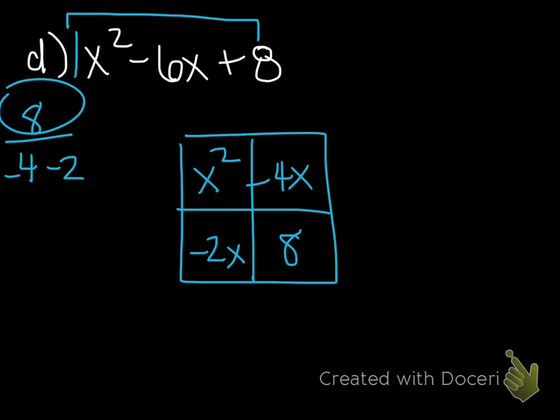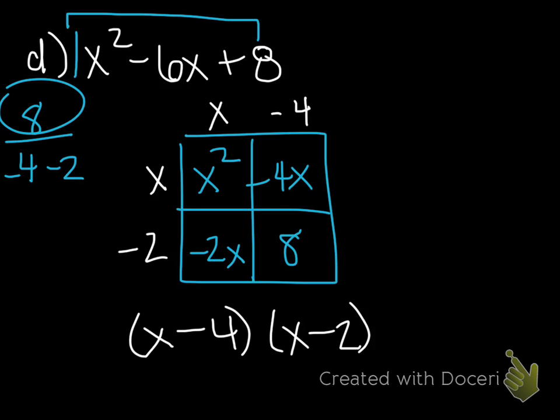So the top row, x squared and negative 4x, has an x in common. Right here, x squared and a negative 2x has an x in common. Over here, negative 4x and an 8 has a negative 4. And down here, this has a negative 2 in common. So I get x minus 4 and x minus 2.